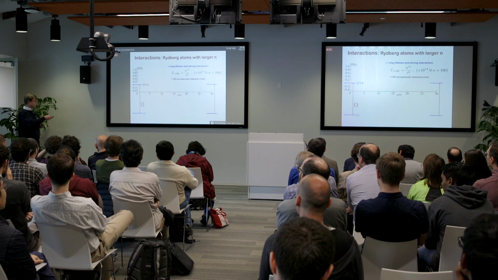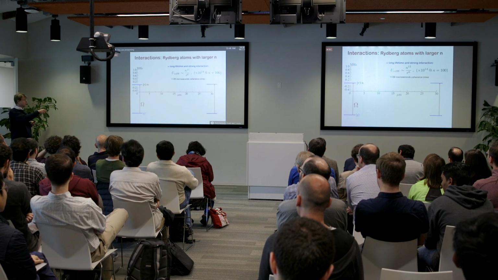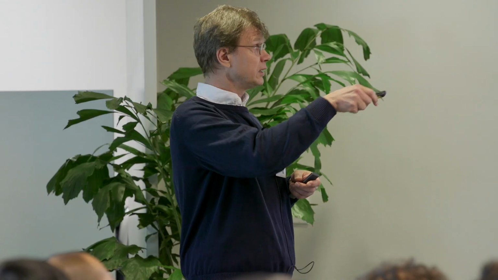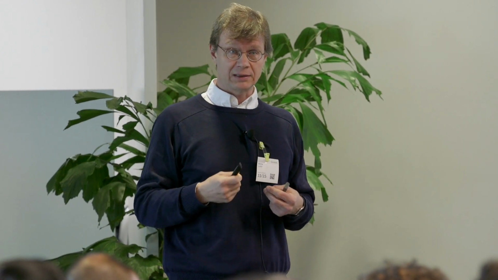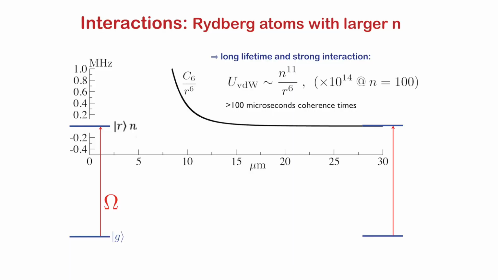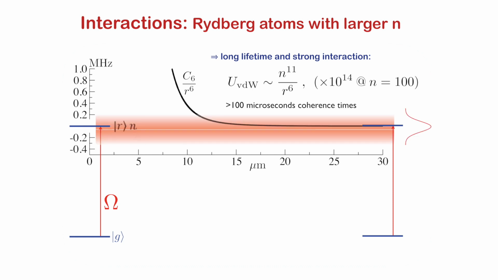In particular, if you take an atom and put it in a state with n equals 100, then two atoms of this type will have van der Waals interactions which are 14 orders of magnitude stronger than the ground state atoms. This 14 orders of magnitude is a large number, and we can really make good use of that. One specific effect that we like to use is an idea which we developed almost 20 years ago with Ignacio and Peter Zoller, called Rydberg blockade.